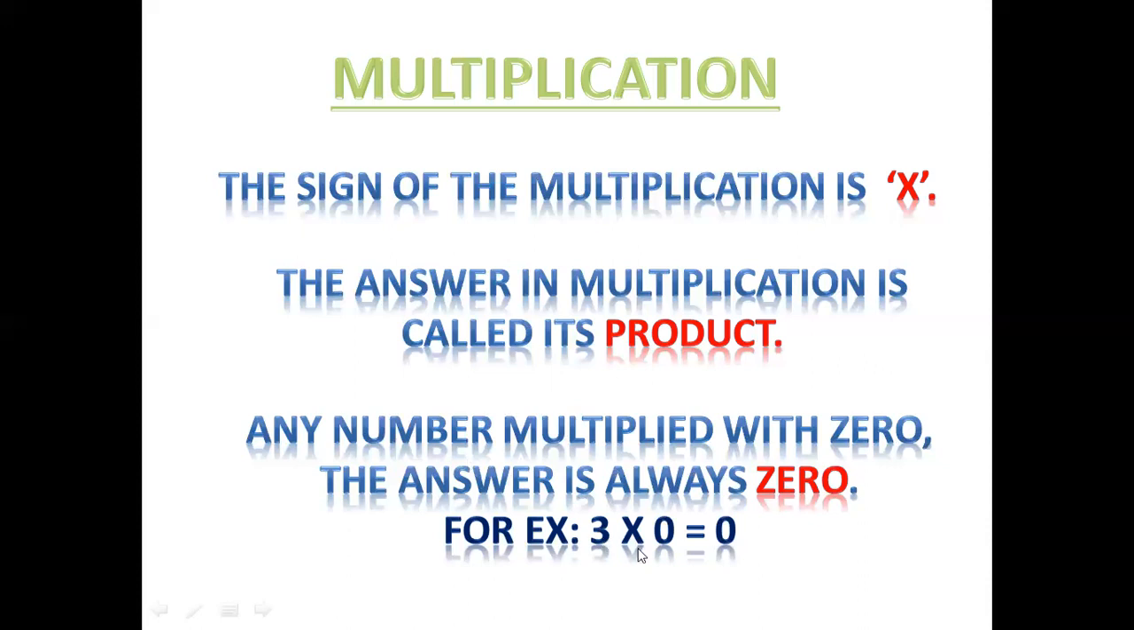Now, in the last, which I've just told you that whenever you're multiplying any number with 0, the answer is going to be 0. See one example, 3 times 0 is equal to 0. So if you will multiply 0 with 3 or 3 with 0, the answer is going to be 0. Okay. So these multiplication facts you must know.